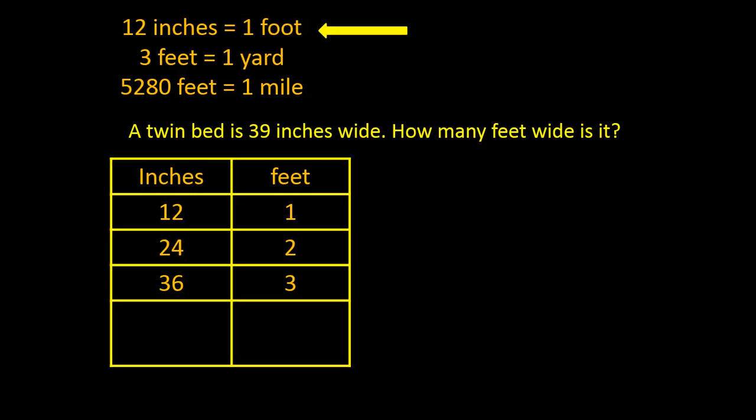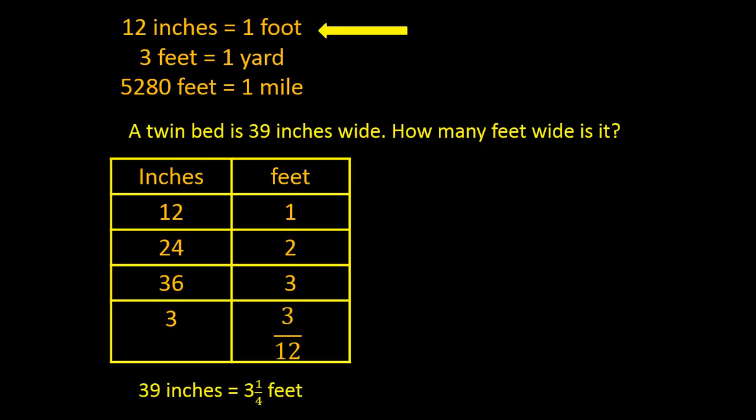So how much of a foot is 3 inches? Well, 3 inches is 3/12 of a foot because there's 12 inches in 1 foot. So if I take those last 2 lines in the table and add them together, I'll get that 39 inches is 3 3/12 or 3 1/4 feet.